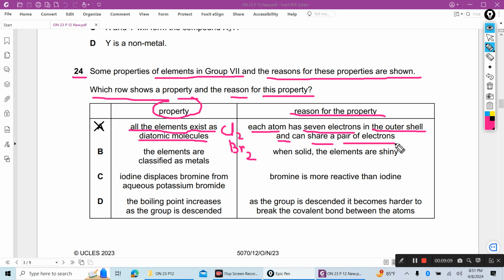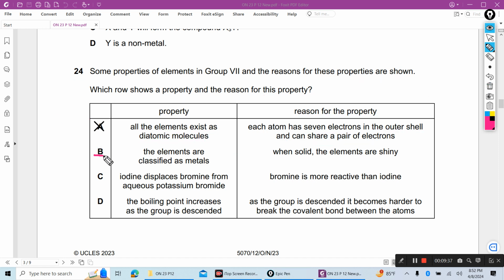So group 7 elements have 7 electrons in their outer shell, so they can share a pair of electrons. Each atom gives 1 electron to form chlorine-chlorine, bromine-bromine, so they are diatomic: Cl2, Br2, I2, F2. That's why B is wrong.